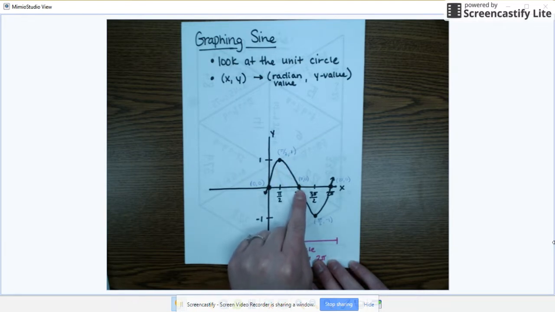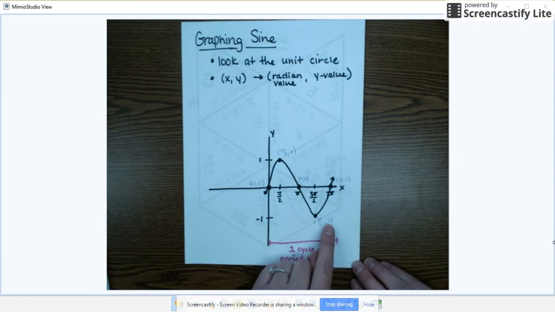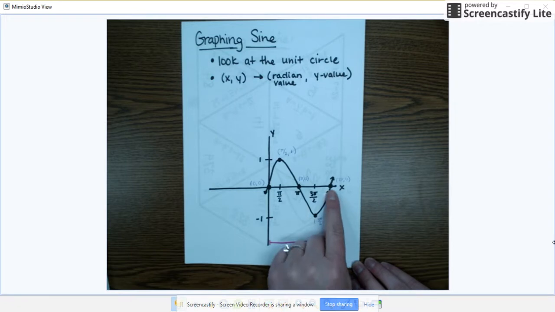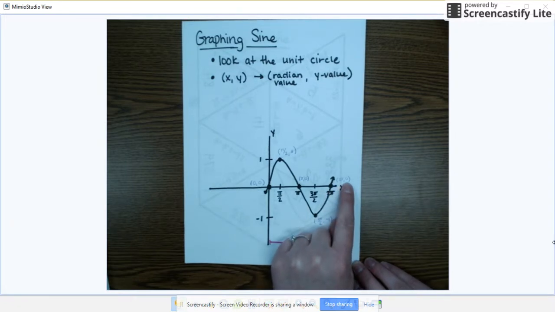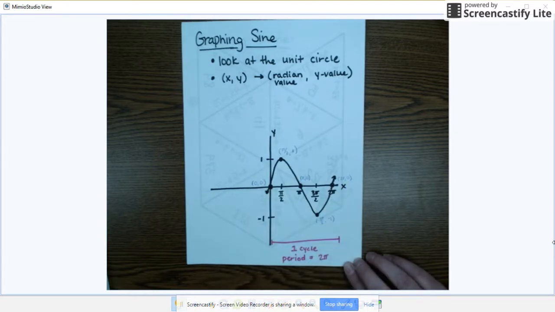We go back to pi. Pi is our radian value. Our y value is 0 on our unit circle. If we go to 3 pi halves, our y value is -1. So that's where this point comes from. And then we're back up to 2 pi. Our radian value would be 2 pi. The y value on our unit circle is 0. So this creates our first cycle of the sine function.